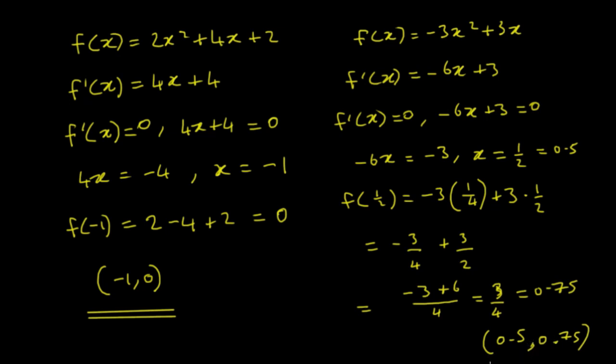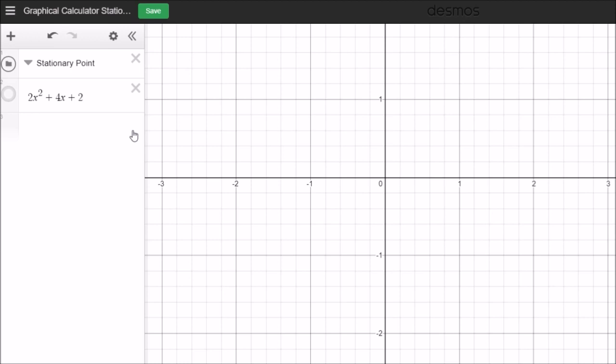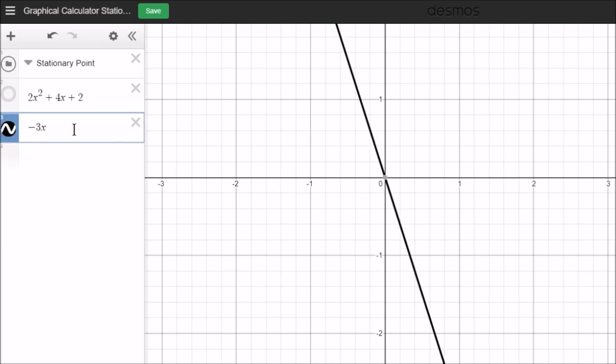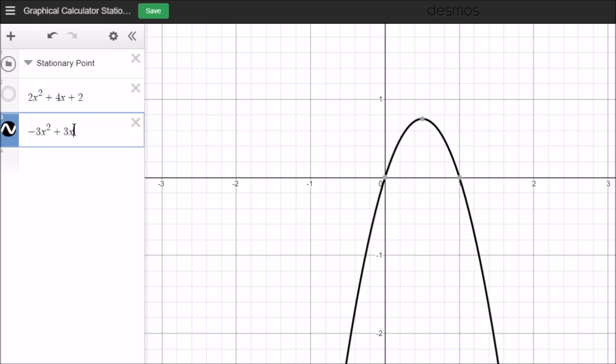So let's go ahead and check that in the graphical calculator. So let's put our equation in. We're going to have minus 3x squared plus 3x. So let's see where the turning point is going to be. And there you can see the answer is 0.5, 0.75, which is what we just worked out.